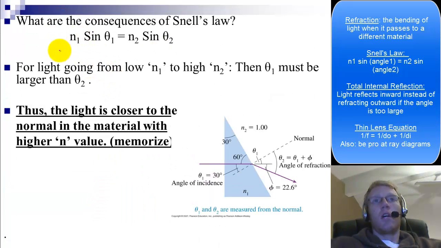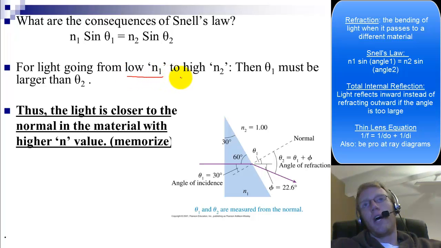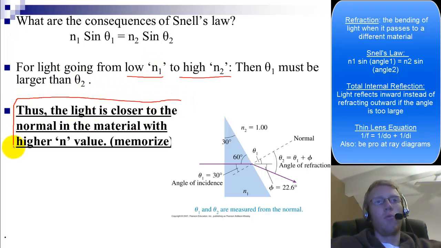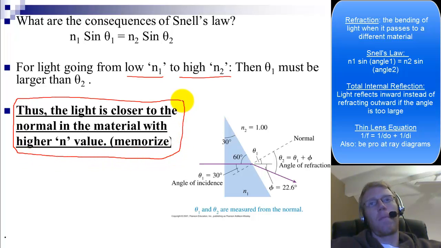So, consequence of Snell's law. For light going from a low n value to a high n value, the angle in the first one must be bigger than the angle in the second. And so this is what you need to memorize. This is kind of your rule of thumb. The light is bending towards the normal, which means closer to the vertical line, in whichever material has a higher n value. It doesn't matter whether it's coming in or going out.